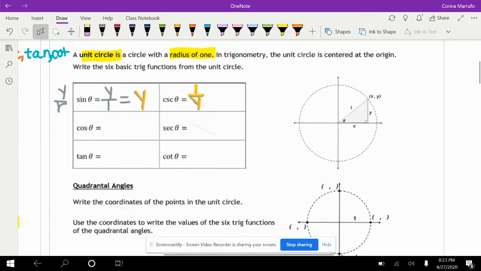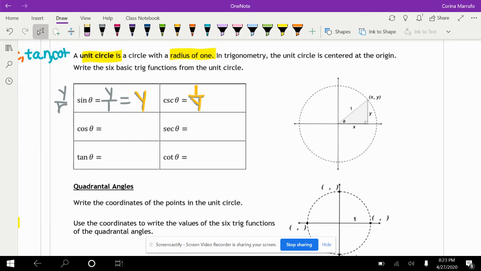Next, your cosine. So your cosine is your adjacent over your hypotenuse, or in terms of the axes, the way we have it on here, it is going to be your x value over your radius. In this case, it is going to be x over 1. But remember, any number divided by 1 is just going to be that number. So that means that cosine of theta is equal to your x value. And your secant is the reciprocal, so it's going to be 1 over x.